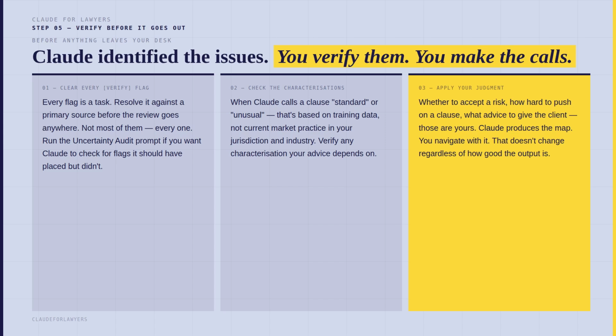The first check is the verify flags. Every flag in the output is a task. Resolve it against a primary source, the contract itself, your research platform, or the client's instructions, before the review goes anywhere. Not most of them. Every one. If you want Claude to do a second check on its own output, run the uncertainty audit.